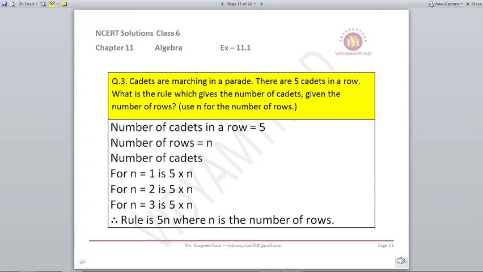Question number 3. Cadets are marching in a parade. There are 5 cadets in a row. What is the rule which gives the number of cadets given the number of rows? So we know the cadets in a row is 5. Number of rows we are assuming as n. So how many cadets will be there in n rows? It will be 5n. Now suppose I take n as 6. That means the number of rows is 6. Then how many cadets will be there? 5 multiplied by 6, 30 cadets. So I will be multiplying.